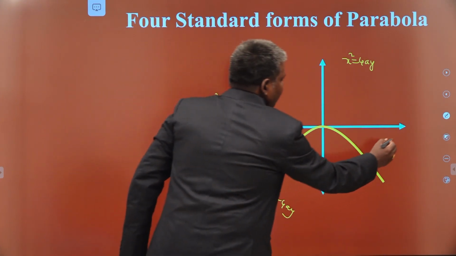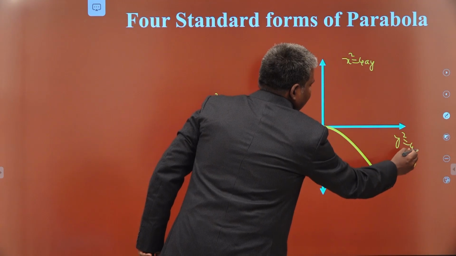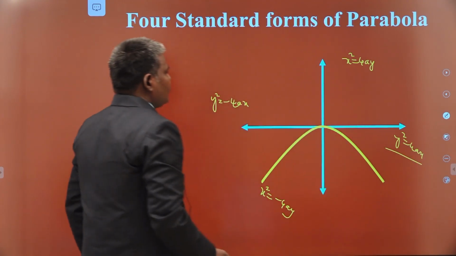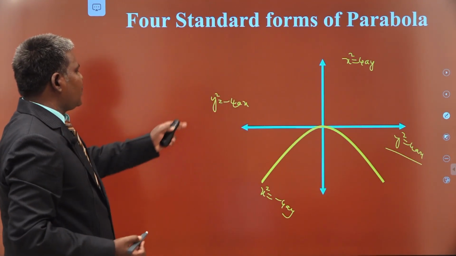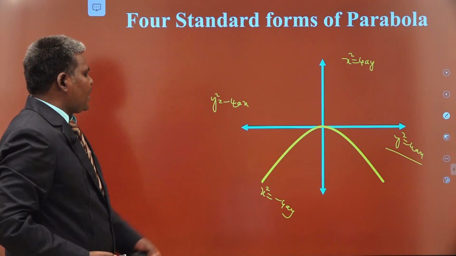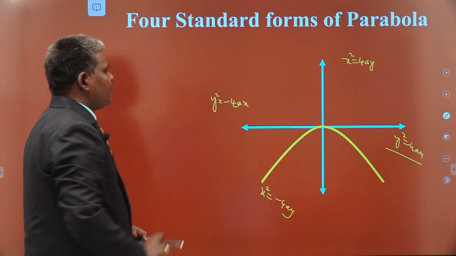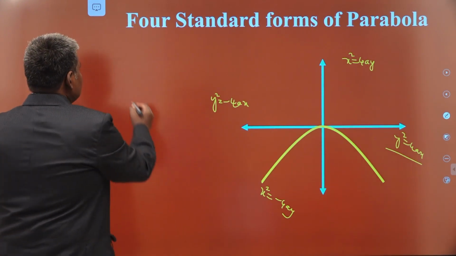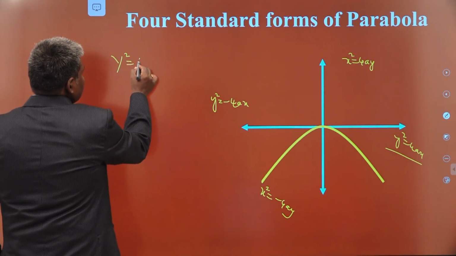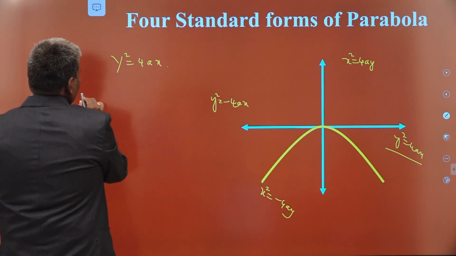What is our main first parabola? y square is equal to 4ax. y square equal to 4ax, x square equal to 4ay, y square equal to minus 4ax, x square is equal to minus 4ay. These are the 4 standard forms of your parabola. If you consider the main standard form, y square is equal to 4ax, let me recall all these things.